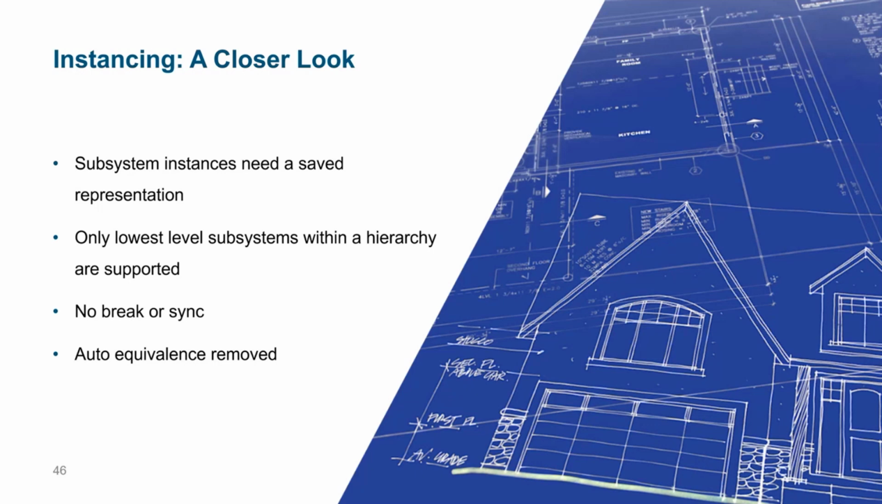We support a hierarchy of subsystems. When you've got a hierarchy of subsystems, our initial implementation only supports instancing of the lowest level subsystems. Also, in 22.3, when loading a subsystem, it used to remember what other subsystems it was connected to and try to reattach itself to those with an auto equivalence mechanism. That was causing some conflicts with instancing, so that has been temporarily removed for the 23 version as well.